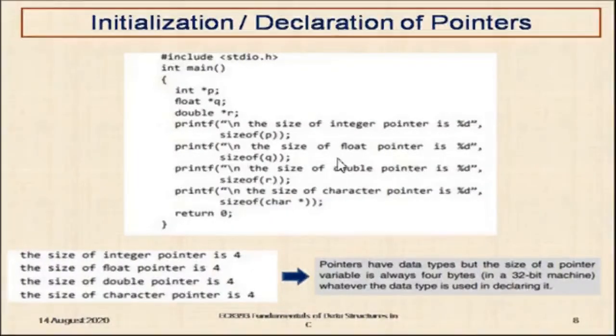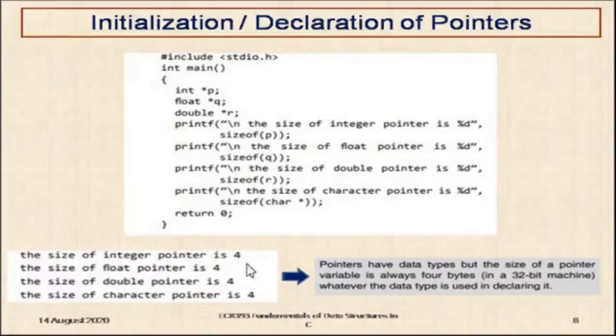There is another point we have to note down. See here, int star p, float star q, double star r. We have already seen in the previous unit the sizeof operator. The sizeof operator will provide you the size of the variable or data type. The size of p, where p is an integer type pointer, is 4. This may be 4 or 2 depending upon the machine. If it is a 32-bit machine, it will be 4. If it is a 16-bit machine, it will be 2.